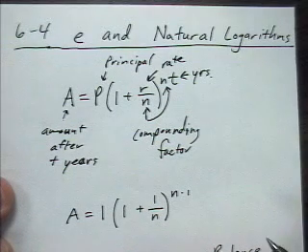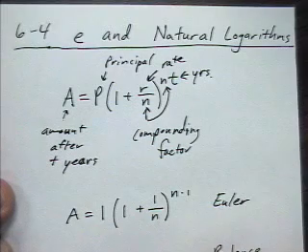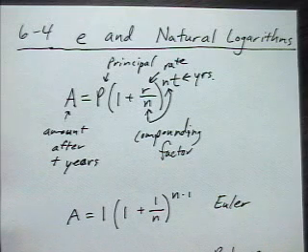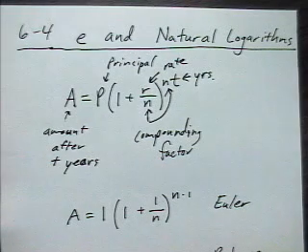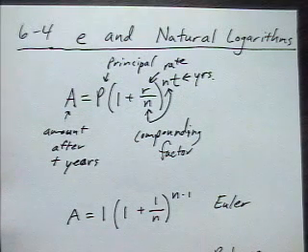His name was Leonhard Euler, spelled E-U-L-E-R. Euler, not Euler. Okay, and he decided to increase the compounding factor. Obviously, if it's compounding annually, you get $2. Right? So you'd invest $1, you get $2 back.